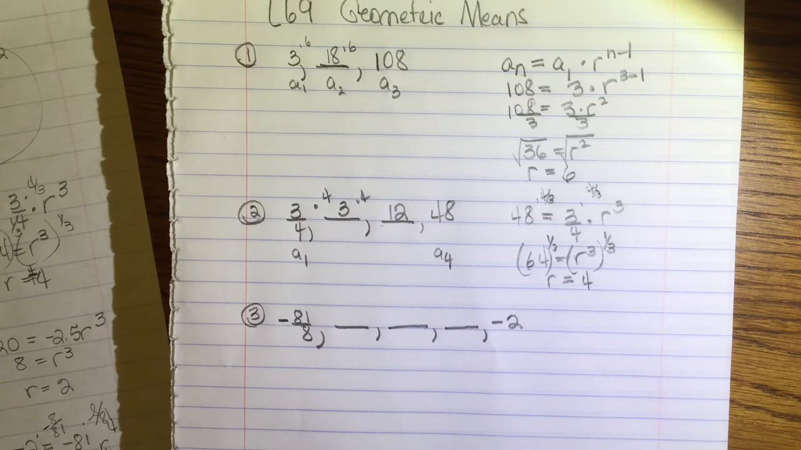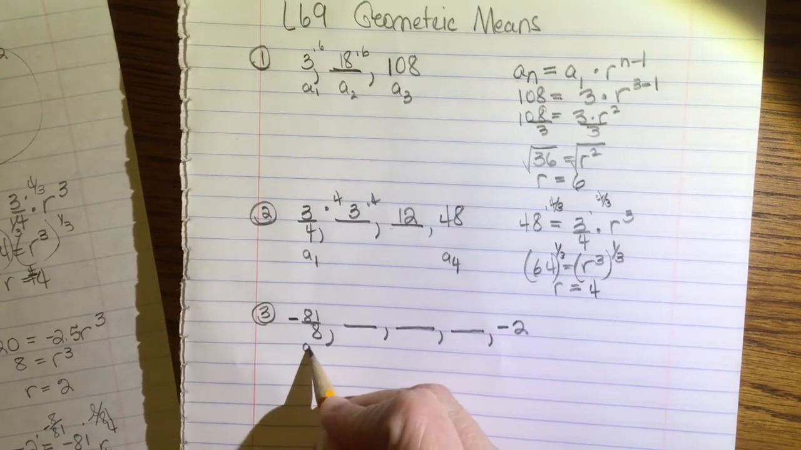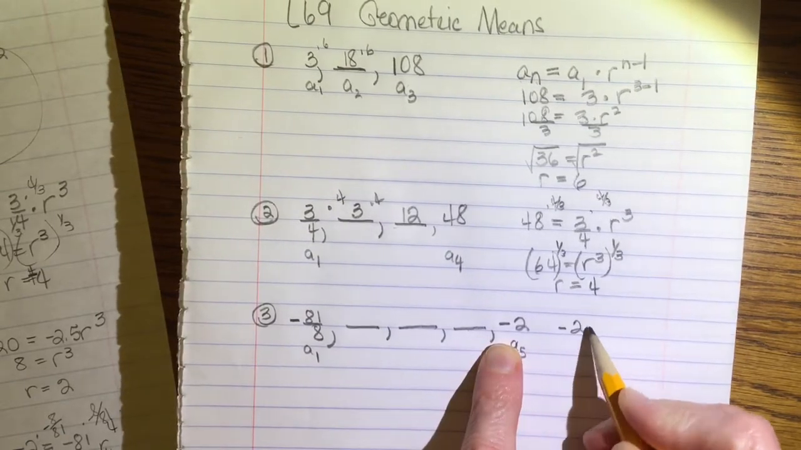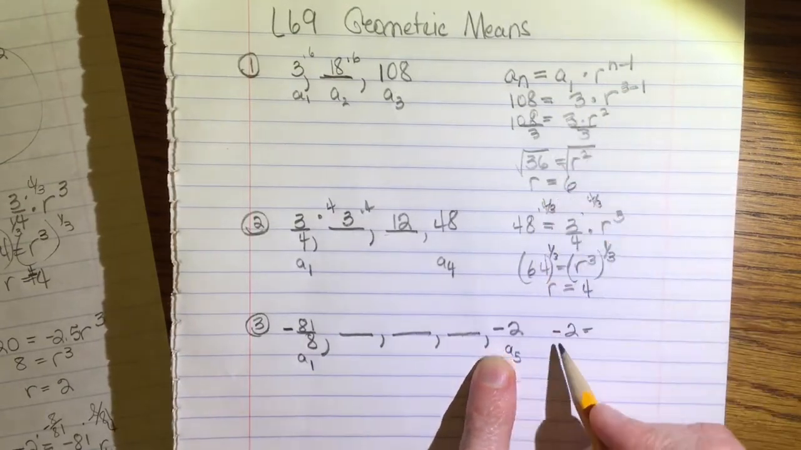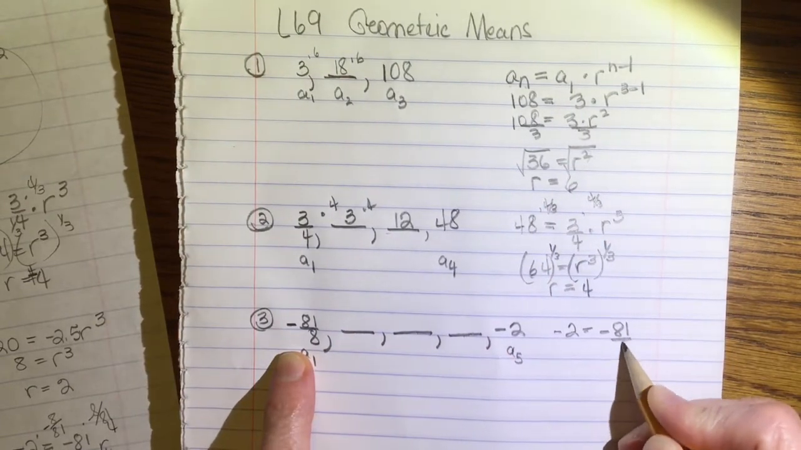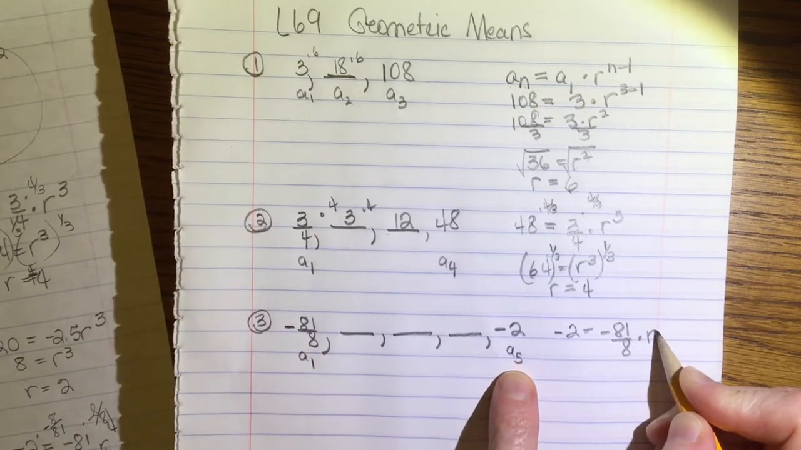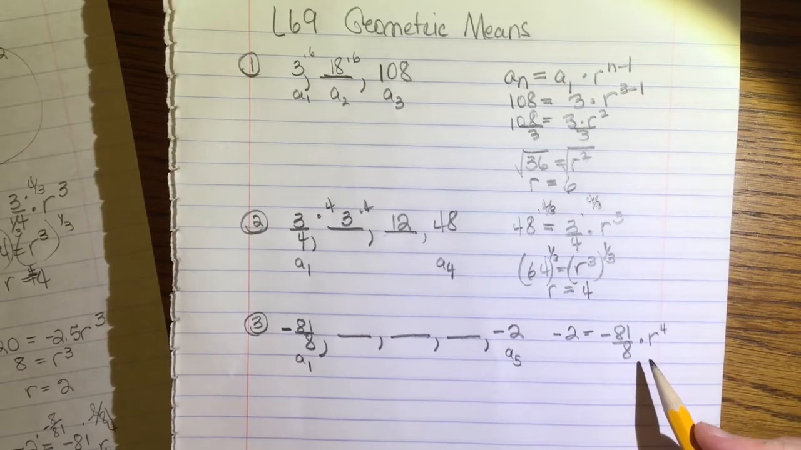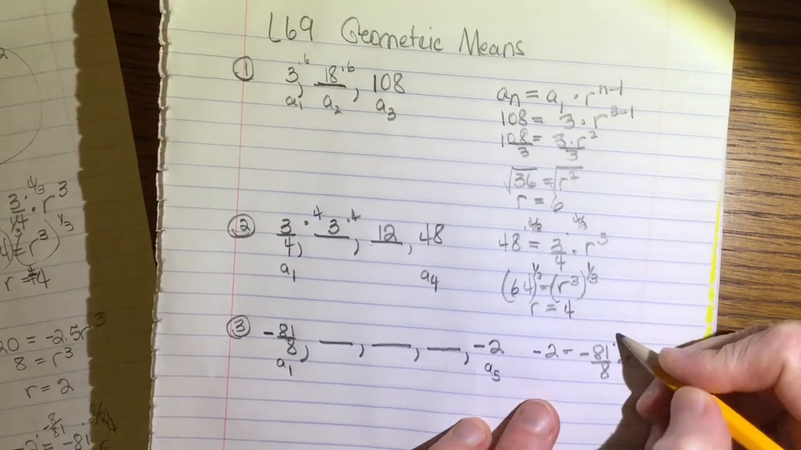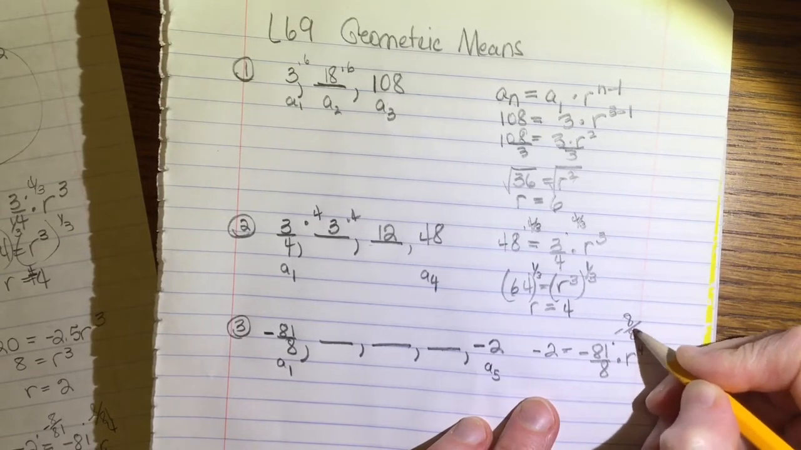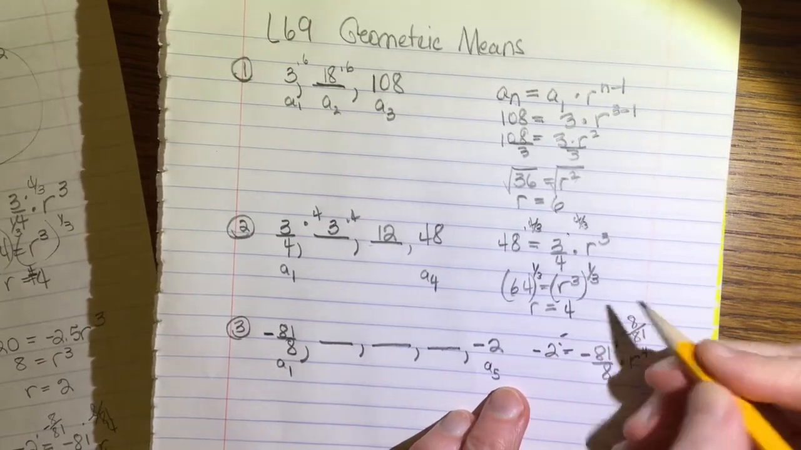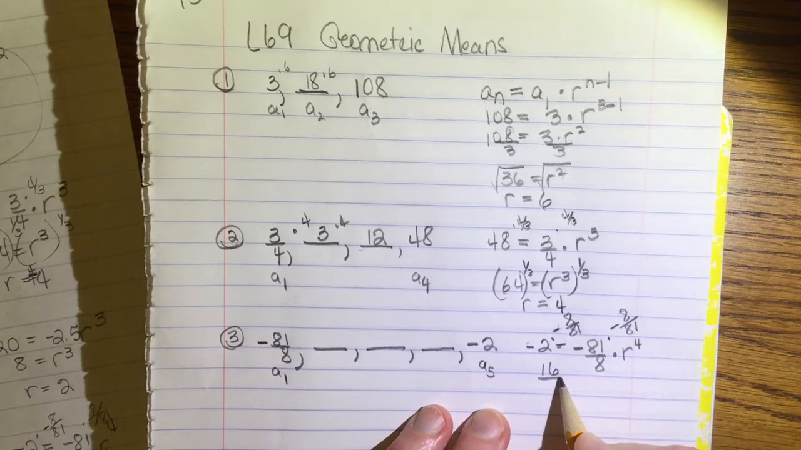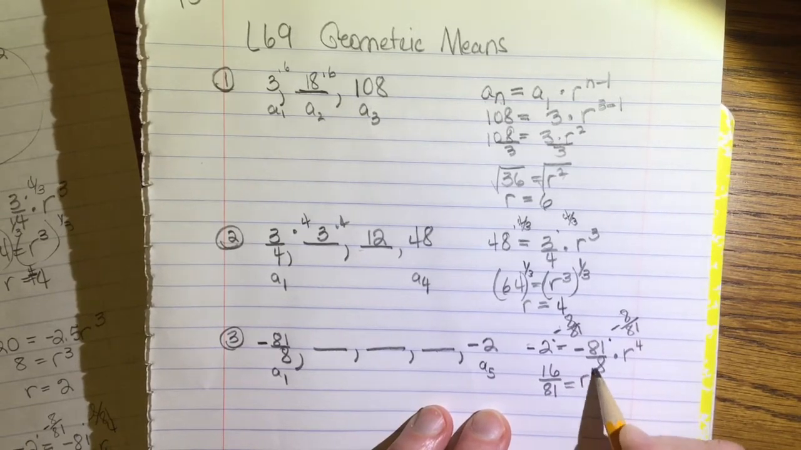And we've got 3 blanks in between it, and then negative 2. So this is a sub 1, 2, 3, 4, a sub 5. So negative 2 equals, I'm just filling in my formula, a sub 1, negative 81 over 8 times r raised to the 5 minus 1, which would be 4. Now, dividing by negative 81 over 8, again, it's easier just to multiply by its reciprocal. And you get positive 16, negative times negative is positive, 16 over 81 is equal to r to the 4th.